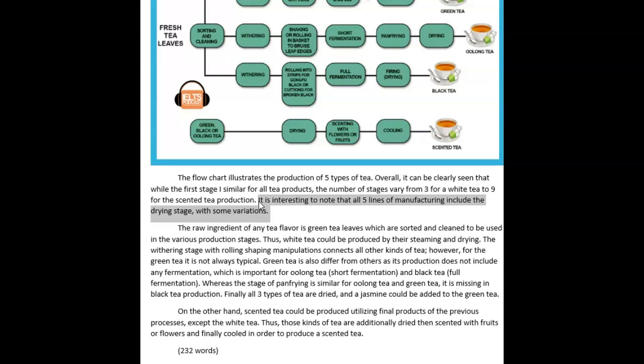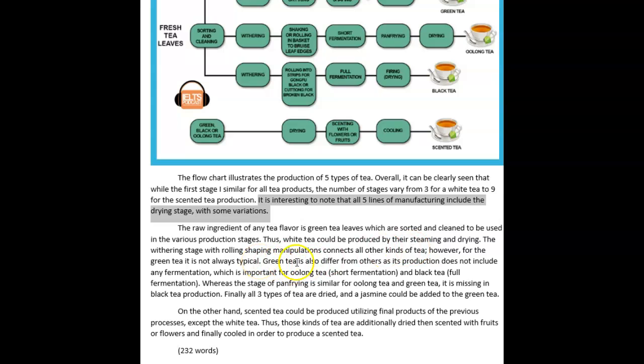Let's go on. The raw ingredient of any tea flavor is green tea leaves, which are sorted and cleaned to be used in the various production stages. Thus, white tea could be produced by their steaming and drying. The withering stage with rolling and shaping, I would leave out the word manipulation, connects all other kinds of teas. Okay. However, for the green tea, it is not always typical.